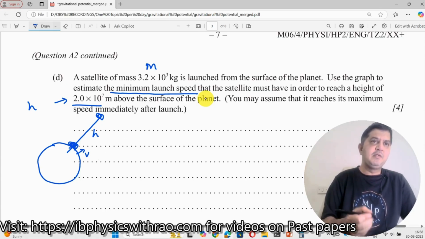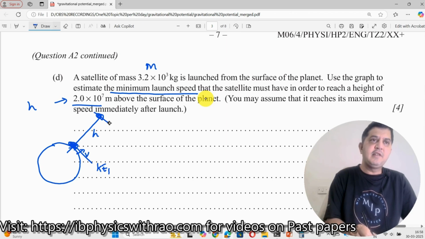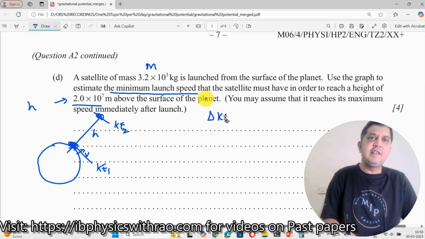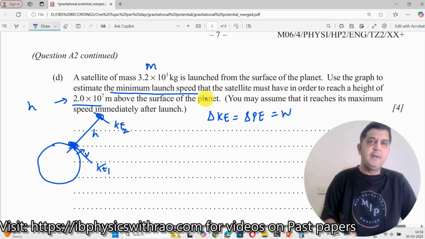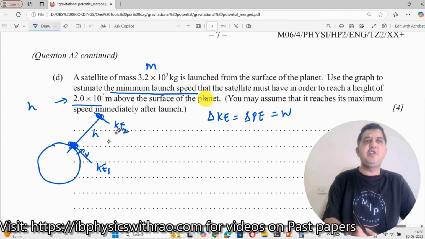You can use the work energy theorem. How do you use it? Find the kinetic energy KE1 here, and the kinetic energy KE2 here. The work energy theorem tells you that the change in kinetic energy is equal to the change in potential energy, which is equal to work done. That's the formula. So the change in kinetic energy would be KE1 minus KE2 or KE2 minus KE1.